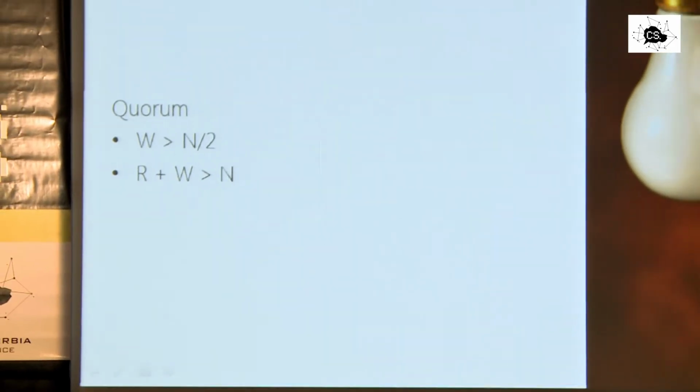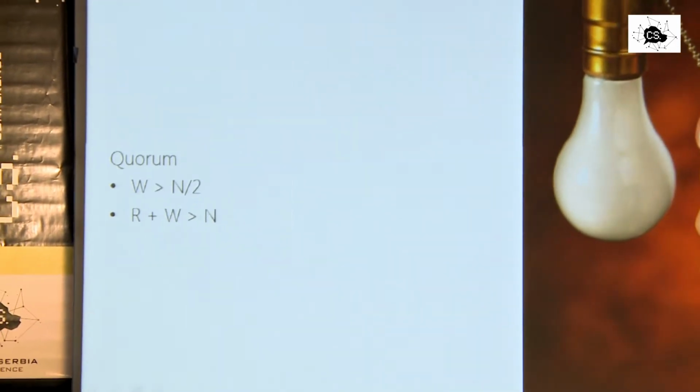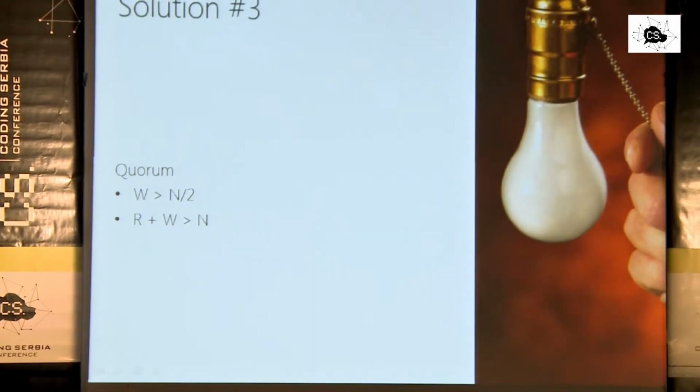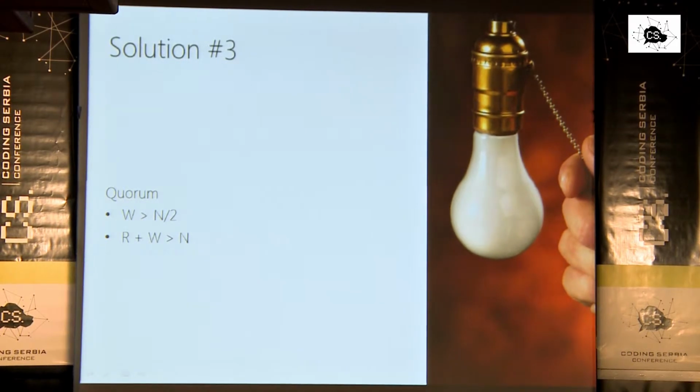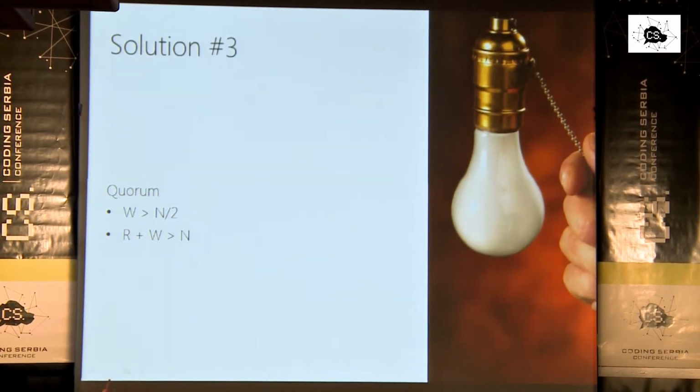Let's assume n to be 3, and then w must be at least 2, so 2 confirmed writes before you accept the write action to be successful, and r plus w must be larger than n, so r must also be at least 2, so you must get 2 reads with the same result before you accept the read. And if you think about that for a while and it's clear, yeah, this means eventual consistency.